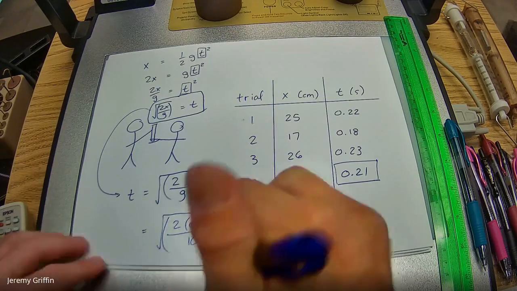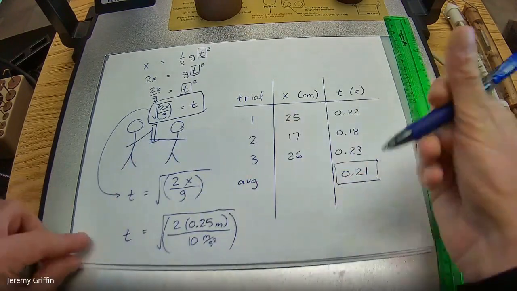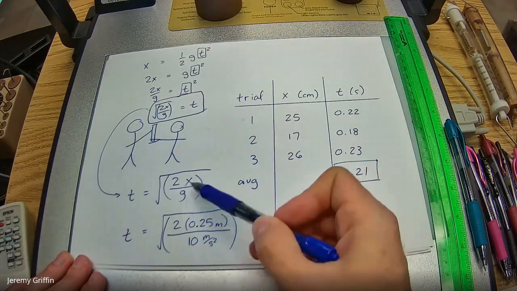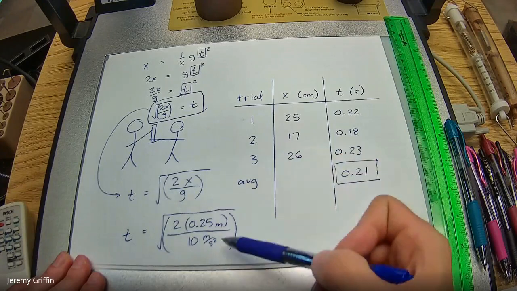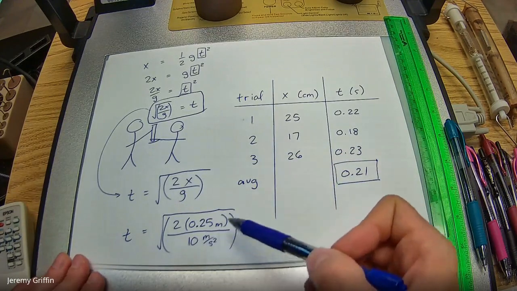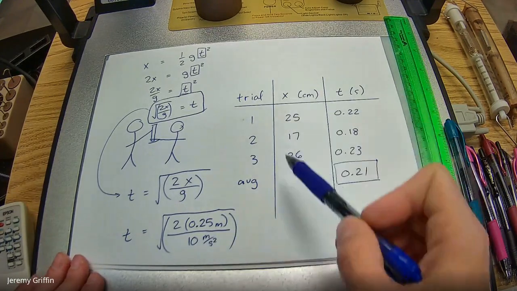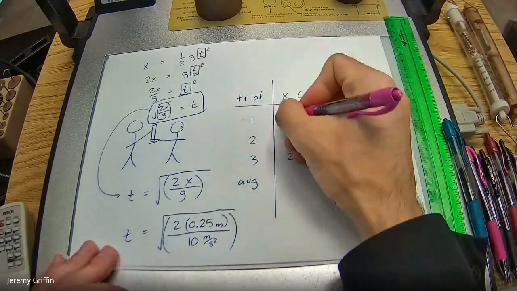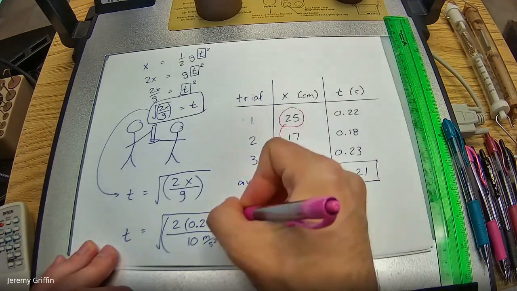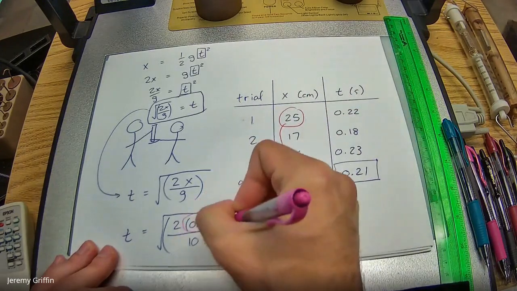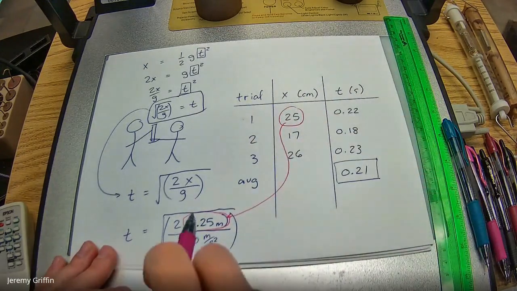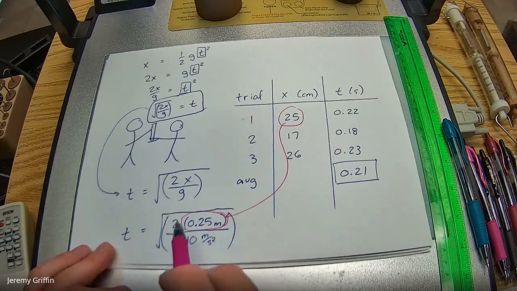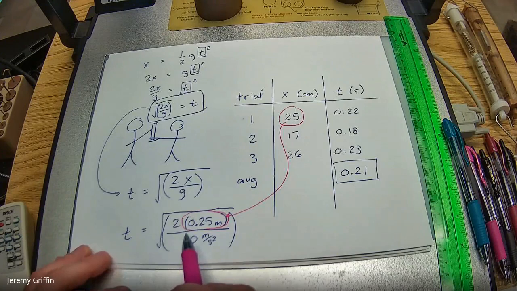Oh, how do you find time? Right, this right here. You do 2 times the falling distance divided by Earth gravity, and that'd be all square rooted. Okay? Now, keep in mind, your falling distance, you have to convert to meters first. Like, so if it fell 25 centimeters, in terms of meters, that's 0.25 meters. Okay? So you do square root of, and then you're square rooting this entire expression. Okay? 2 times the falling distance divided by gravity.